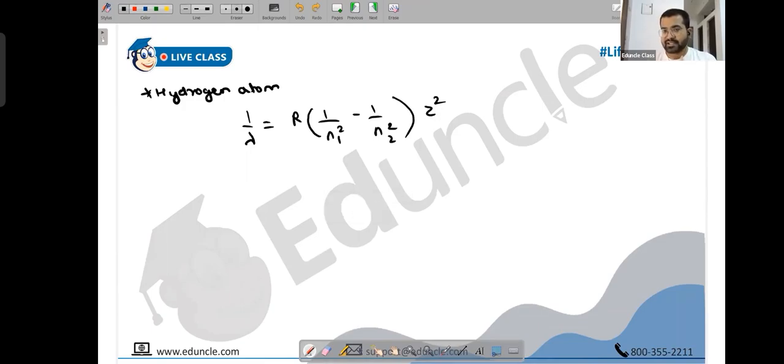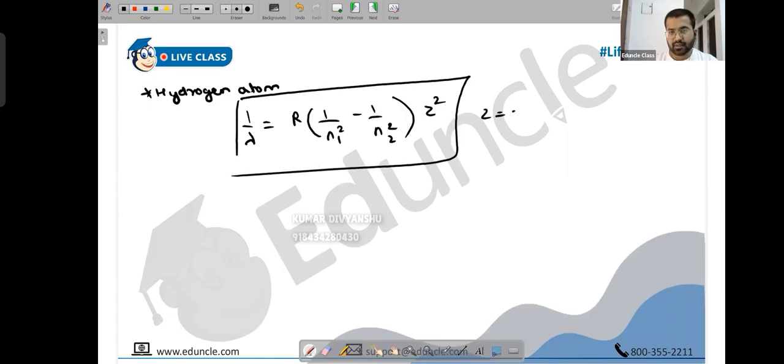If you have hydrogen-like species, if the nucleus has a charge, if the nucleus has protons, then you have to obviously ensure that you multiply this by Z square. That is the number of protons, or you can say atomic number.